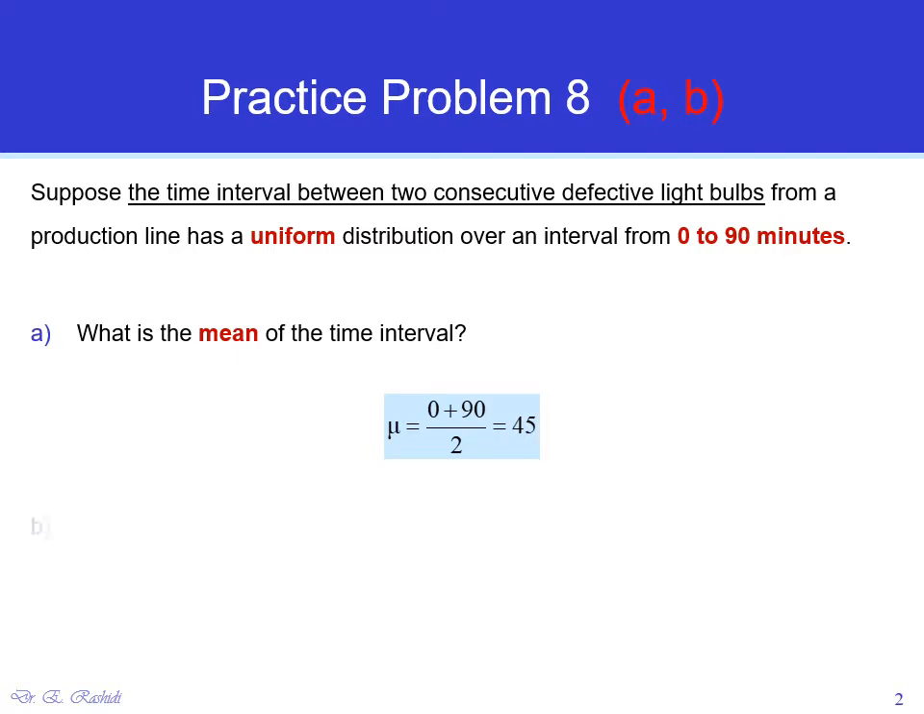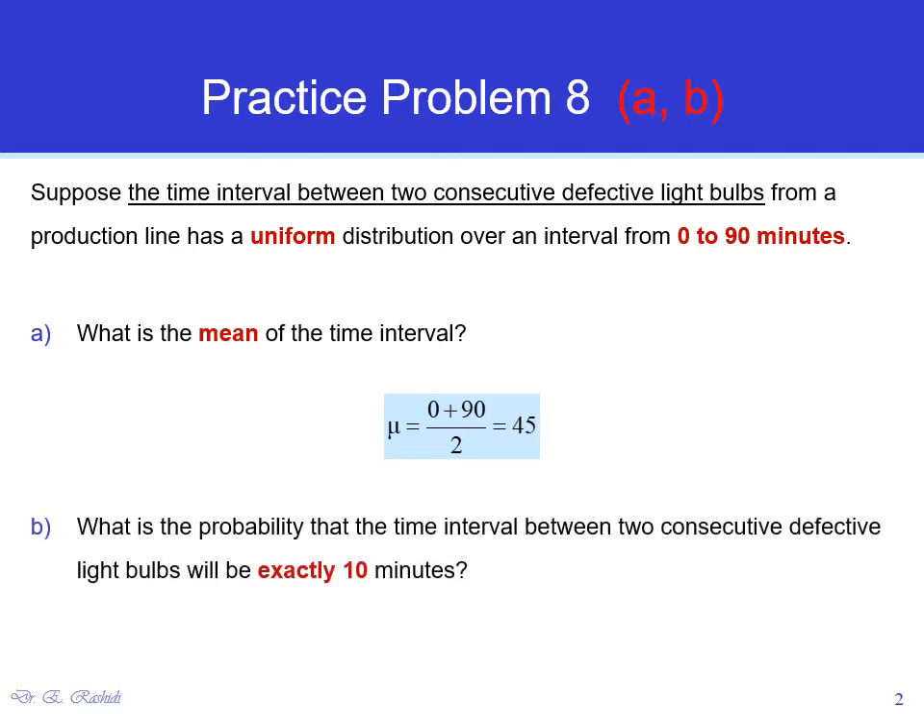Let's now see part B. What is the probability that the time interval between two consecutive defective light bulbs will be exactly 10 minutes? So please pause, work on this problem, and then come back to see the solution. All right, let's see the solution.